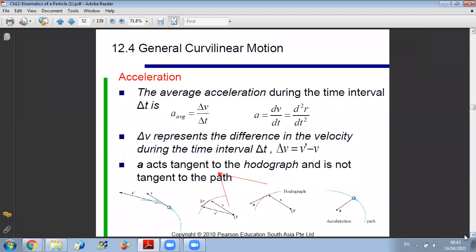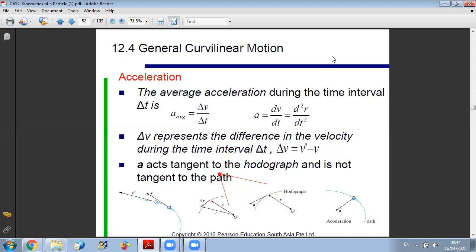Now, similarly for the acceleration, we have average acceleration and instantaneous acceleration. The average acceleration is delta v over delta t, while the instantaneous acceleration is dv by dt. Now, we have two types of graphs for motion. We can draw the path of motion, and we can draw the hodograph. What is the difference between the two?